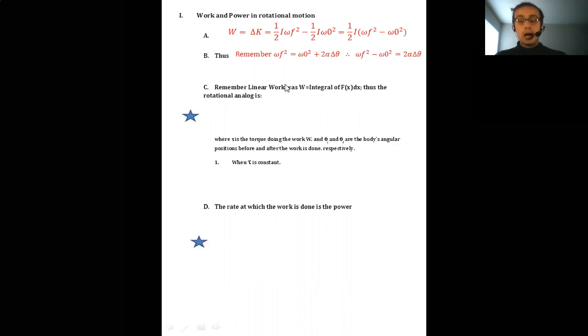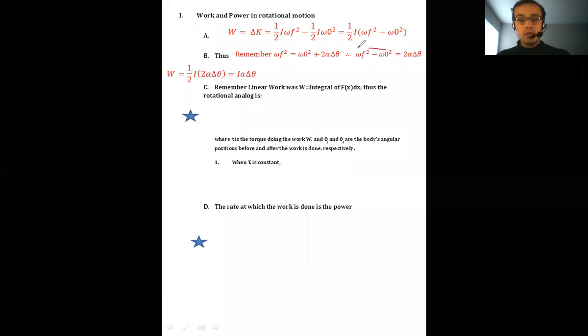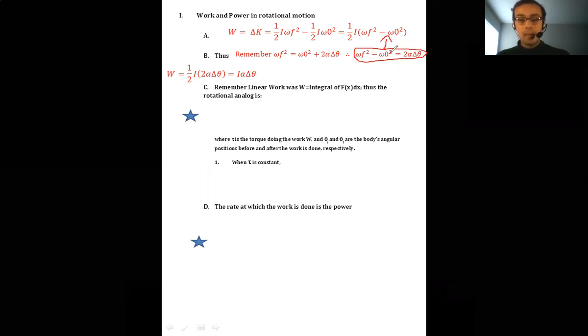So if you remember from the rotational kinematics equations, and the analogies to the kinematic equations in the linear case, that omega final squared is equal to omega initial squared plus 2 times alpha times delta theta. And we can therefore rearrange this, and we find that omega final squared minus omega initial squared equals 2 alpha delta theta. All right. So for the work, we plug this whole expression in here. So we have 1/2 I times 2 alpha delta theta, and this 1/2 and this 2 will cancel out. So that's what we end up with.